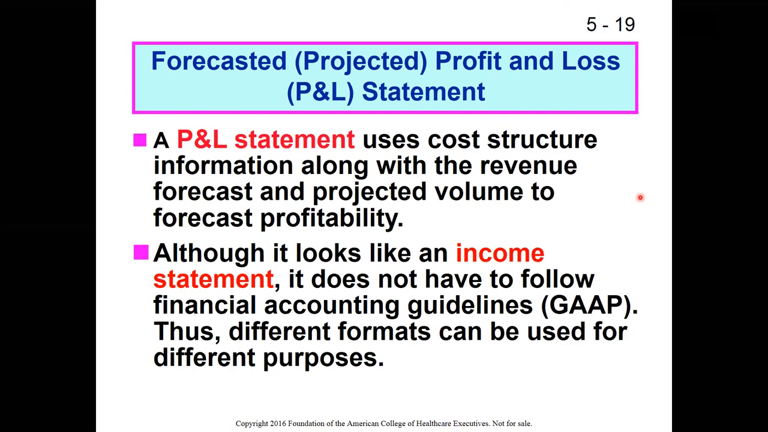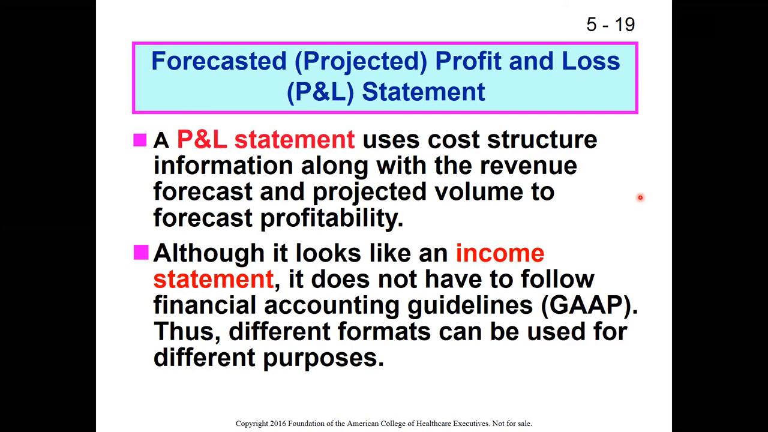It's not an income statement. As the slide here notes, we don't have to follow the rules of GAAP. There's no auditor that's coming in to check this because this is purely a management tool, right? So cost accounting is a management function, and we're using it to try to run our organization better. Our bankers don't really care how we do this. They only care when we go to ask them for money. They want to see an audited financial statement done using GAAP.